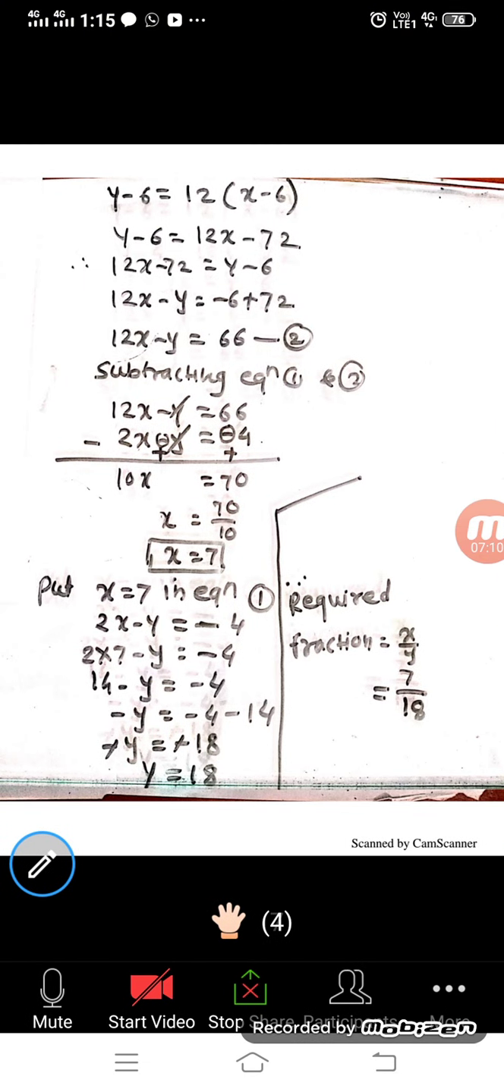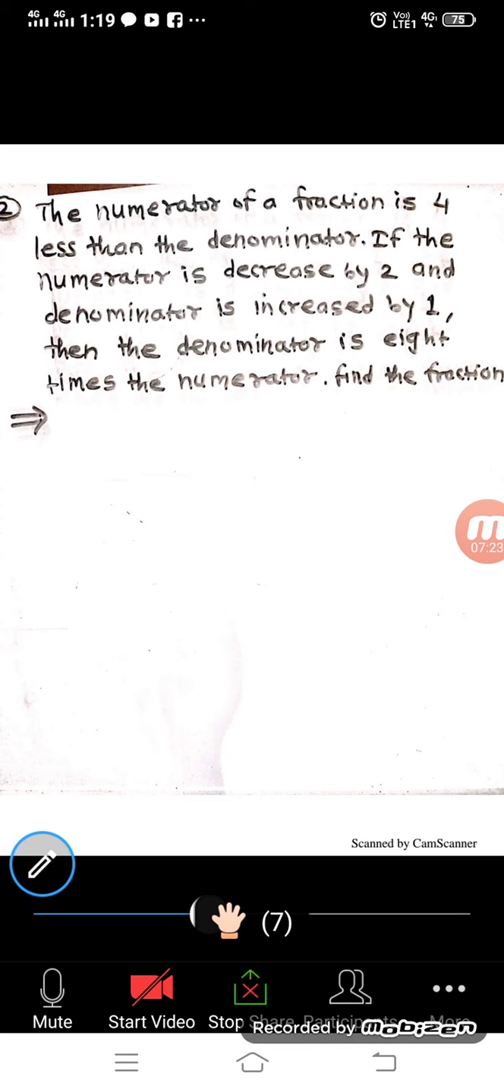सर्वांना समजलंय का? हा, सलग लिहून सर्वांचा. ठीक आहे. We have to see the next problem. हा, लिहून झालं नाही का?